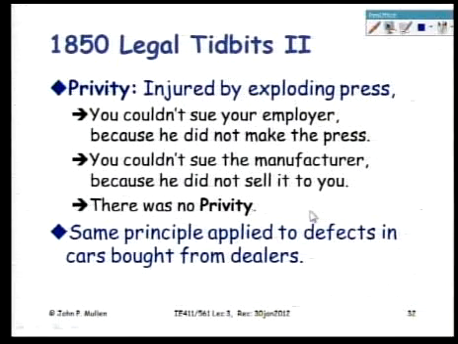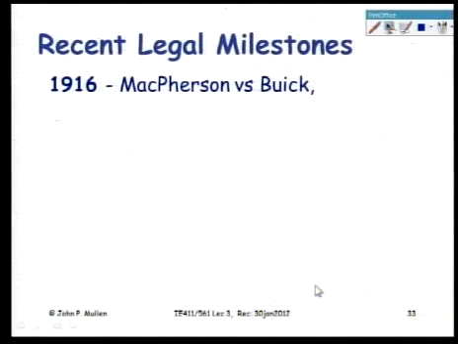The same principle applied to defects in cars bought from dealers. The car company would sell the car to the dealership, the dealership would sell the car to you, therefore there was no privity between you and the car manufacturer. Nowadays this is different because car manufacturers tend to not sell cars to dealerships anymore. Instead, it's like a commission. But back then, that's how it worked, and there was no privity. So we had some, I say, recent legal milestones only 100 years ago.